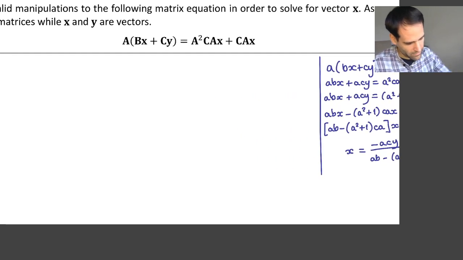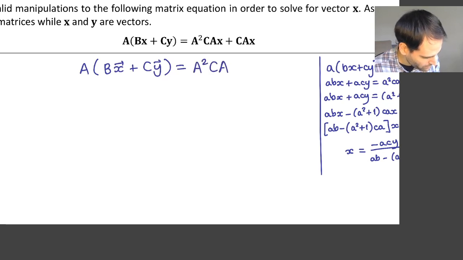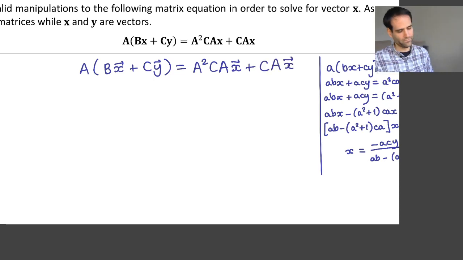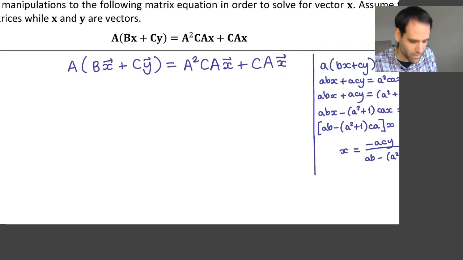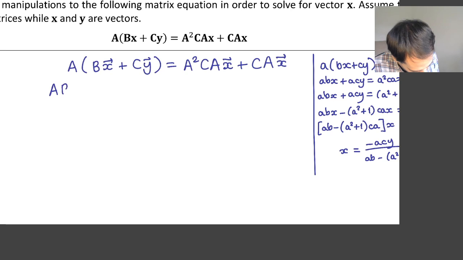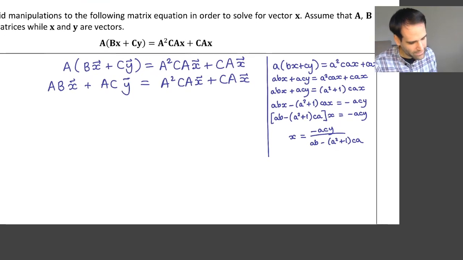So we start with our equation. Matrix A times parentheses matrix B vector x plus matrix C vector y equals matrix A squared times matrix C times matrix A times vector x plus matrix C times matrix A times vector x. Okay, so now we do the same steps that we did on the right, actually. So first we expand this parenthesis because this is one of the properties. So we do A times B vector x plus A times C vector y equals the right hand side. Okay. Now we can factorize the right hand side.